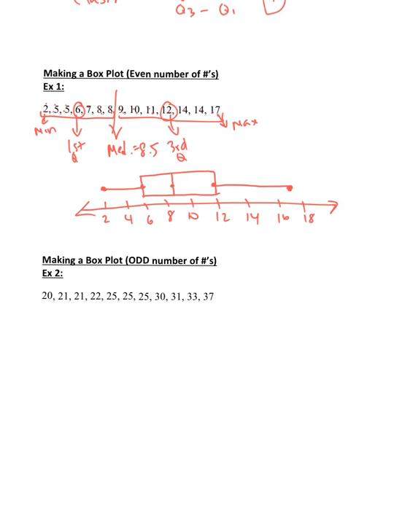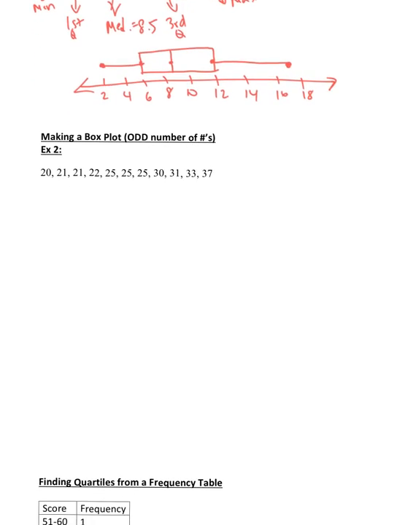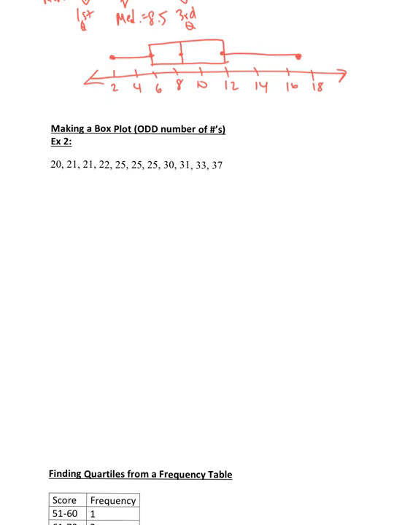Now, if you have an odd number of numbers, things change very, very slightly. So if I have an odd number of numbers, like in example 2, in this case, I have 1, 2, 3, 4, 5, 6, 7, 8, 9, 10, 11 numbers. So here, when I split them in half, I have 11 numbers. I'm going to split them 5 on one side, 5 on the other, and the 6th number will be in the middle. So 1, 2, 3, 4, 5, these 5, and then these 5, and the 6th number is the middle number. This is your median.